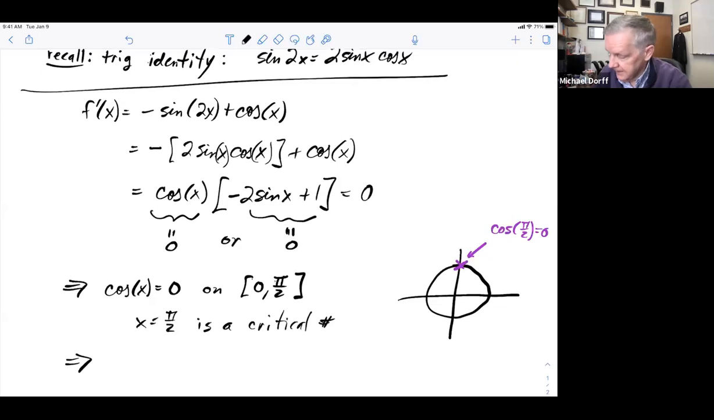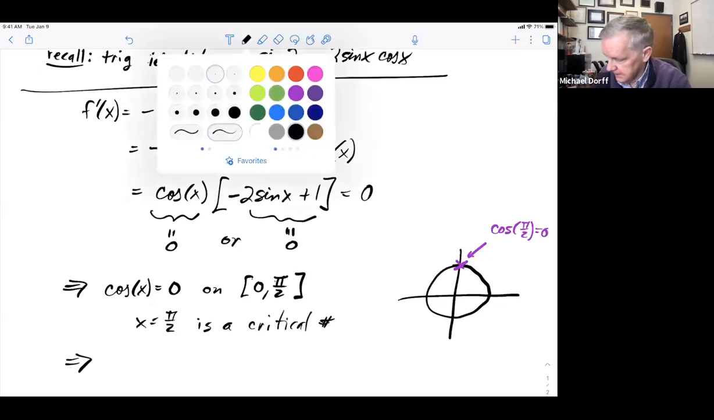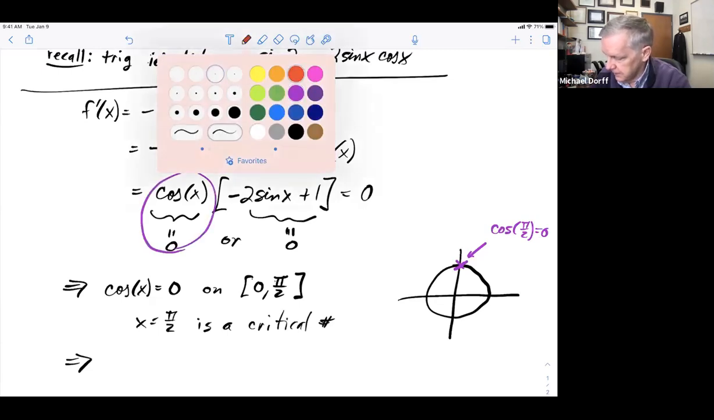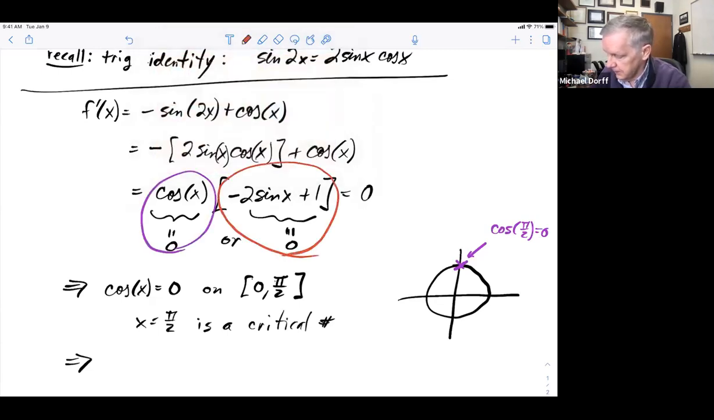Okay, but I have a second term here. We just did this. Now we need to do this term here. When does that equal 0? So that's negative 2 sine x plus 1 equals 0 on the interval from 0 to pi over 2.